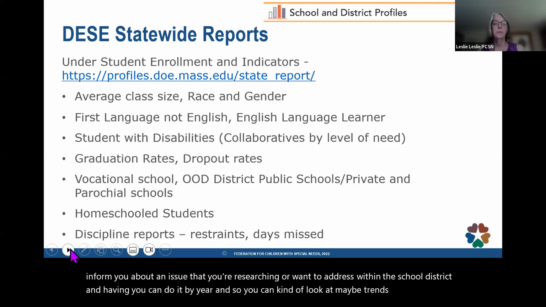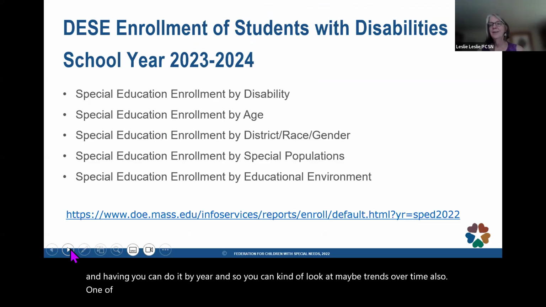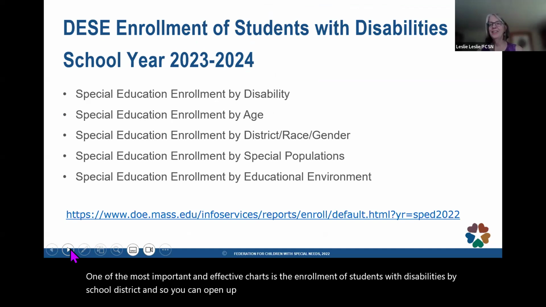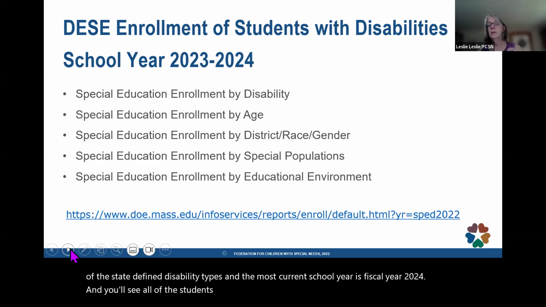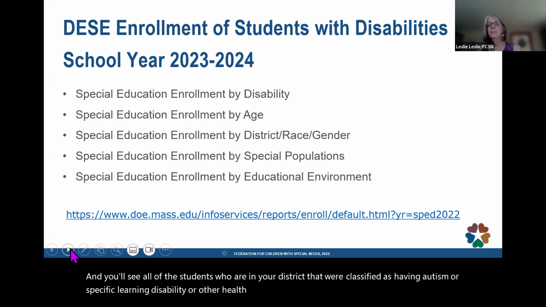and so you can look at maybe trends over time also. One of the most important and effective charts is the enrollment of students with disabilities by school district. You can open up this very long Excel sheet, and across the top, it'll list all of the state-defined disability types. The most current school year is fiscal year 2024. And you'll see all of the students in your district that were classified as having autism or specific learning disability or other health impairment or being blind.